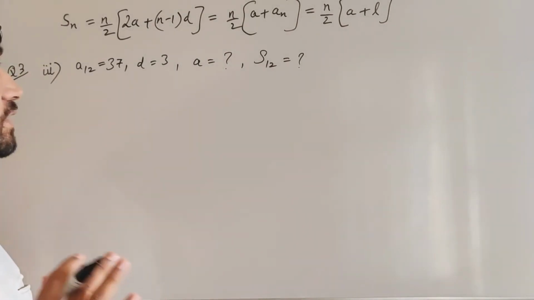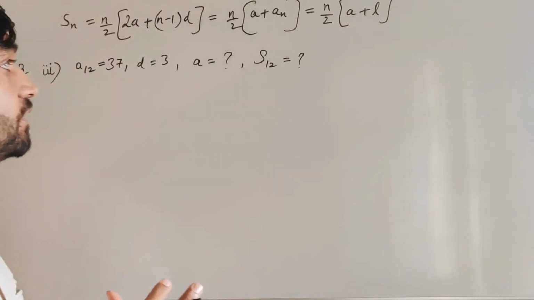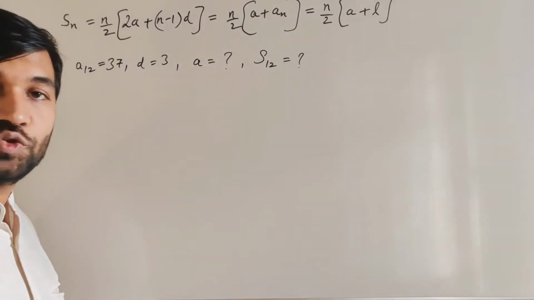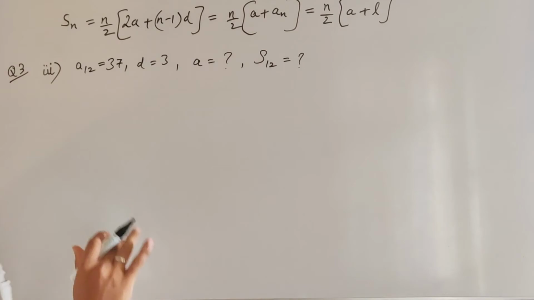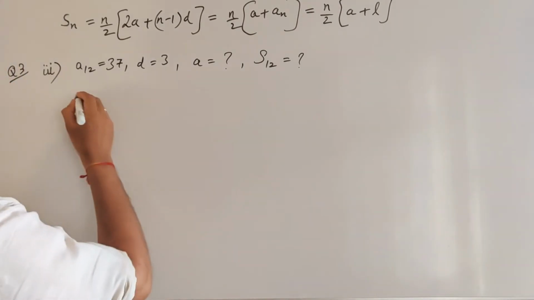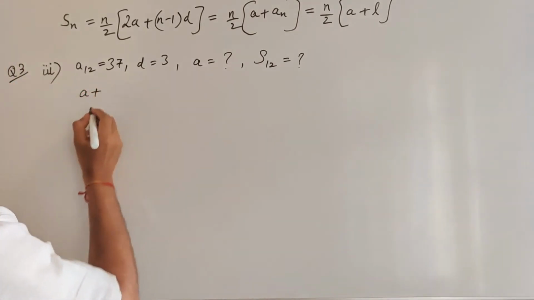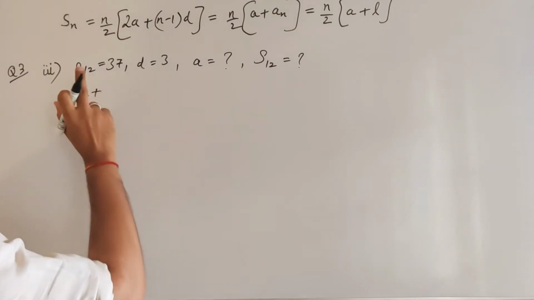A12 is given as 37, common difference is given as 3. We have to find first term A and S12, sum of the first 12 terms. So A12 is given, we can use the An formula, A plus N minus 1 into D. So A value is unknown. For A12, N is 12.